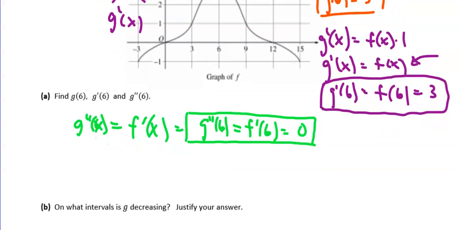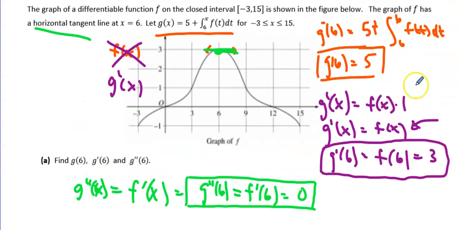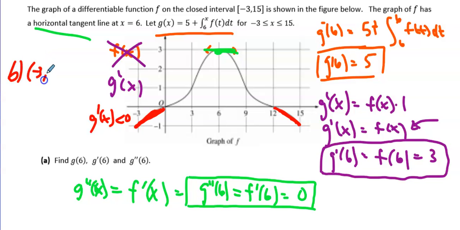It says, on what values is g decreasing? All right, so g, remember, this is the derivative of g right here. So where is g decreasing? It's decreasing here because g prime of x is less than 0. It's also decreasing here. So the interval, so for part B, I'm writing everything up here, I like it. It's going to be from -3 to 0 and from 12 to 15.